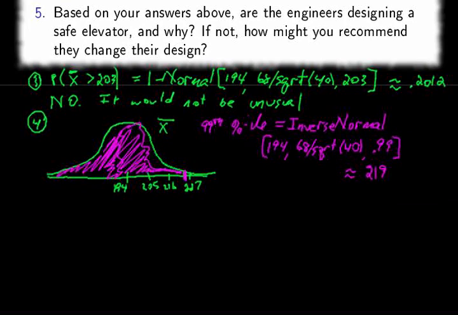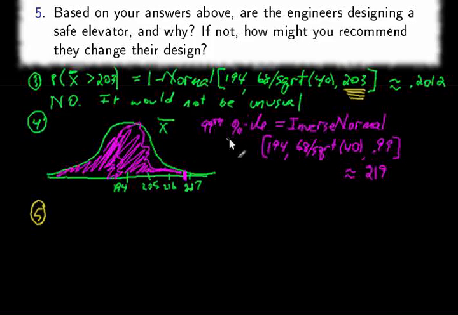Number 5, based on your answers above, are the engineers designing a safe elevator? And why? Or why not? So, number 5, well, there's a 20% chance, according to number 3, that a group of 40 males will exceed the maximum safe capacity. That's not good. That's not safe at all.